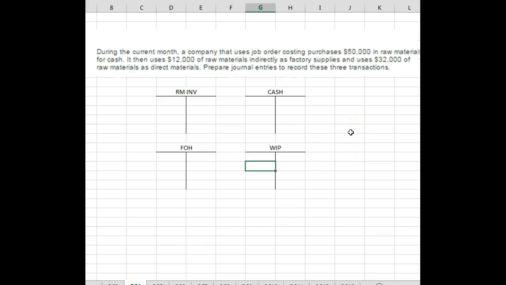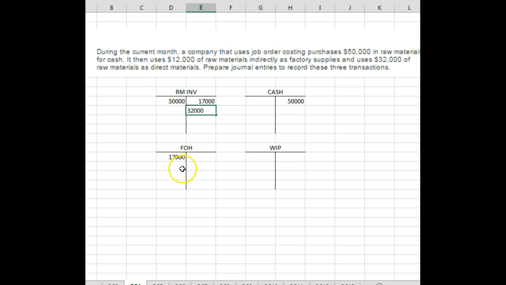This one, we are looking at raw material. And we purchased $50,000 in raw material for cash. So we're going to do that one right off the bat. And I'm going to credit cash, obviously, and we'll get overdrawn. We then used $12,000 of the raw material as indirect factory supplies and $32,000 as direct materials. So what does that look like? Okay, let's do the $12,000 first. That's going to be a credit to get it out of raw materials and a debit to get it into factory overhead. The other is $32,000.